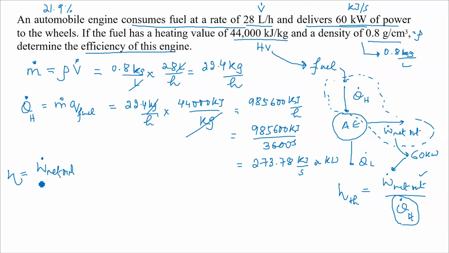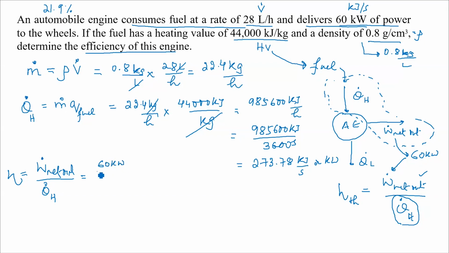Net work out of the heat engine divided by the heat provided to the engine. If you are expressing both of them in the rate form, it is work dot net out divided by Q dot H. Clear? Yes, sir. What is work net out? It is 60 kilowatt. So I'll write 60 kilowatt over here.